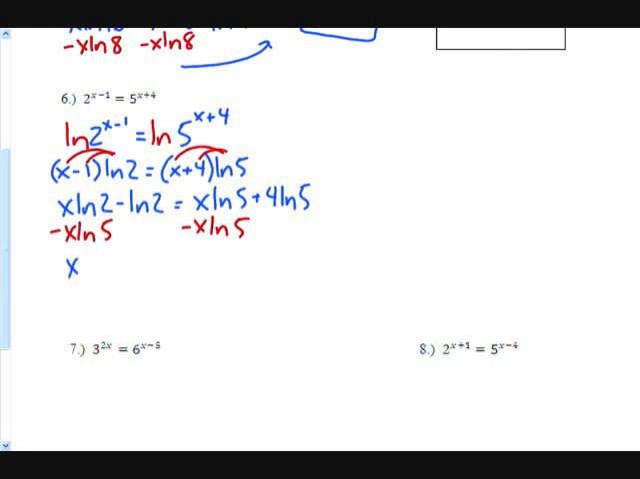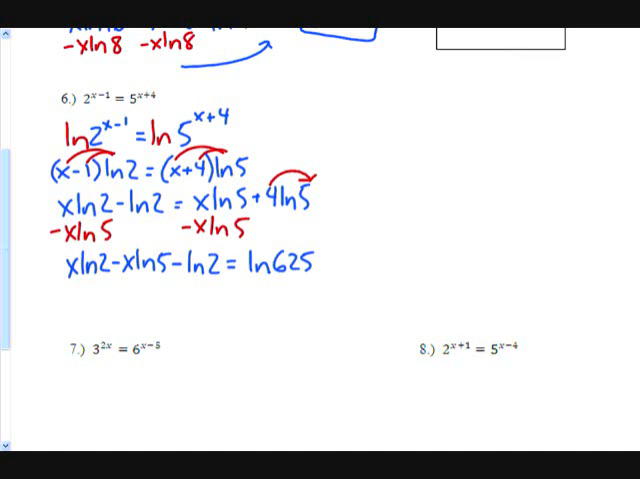So that's going to give me x natural log of 2 minus x natural log of 5. I still have this minus natural log of 2 over here, equals, on this side, the only thing I'm going to have left is this guy. But I'm going to simplify even that a little bit by taking that 4 and writing it back inside the logarithm as an exponent. So 5 to the 4th power is going to be 625. So this becomes the natural log of 625.